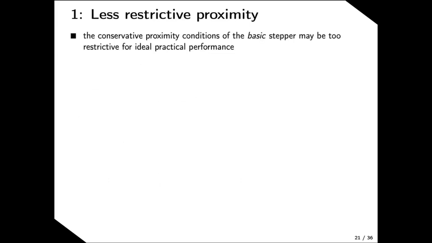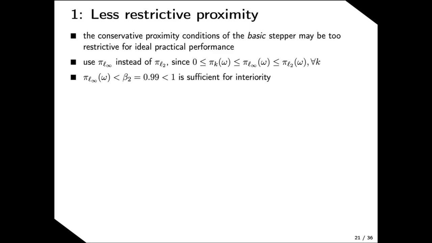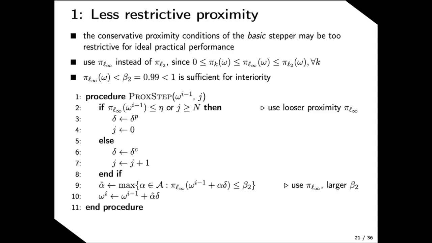Okay, so our first enhancement to this basic procedure. The proximity conditions of the basic stepper may be too restrictive for ideal practical performance. So we're going to try loosening them. First, by using that maximum aggregate proximity, pi L infinity, instead of pi L2. Secondly, we're going to increase the beta parameter up to 0.99, which is just less than 1. So it's sufficient for interiority. So the prox stepper looks like this. On line 2, we loosen that proximity function. On line 9, we change the function again, and we also increase that bound beta.